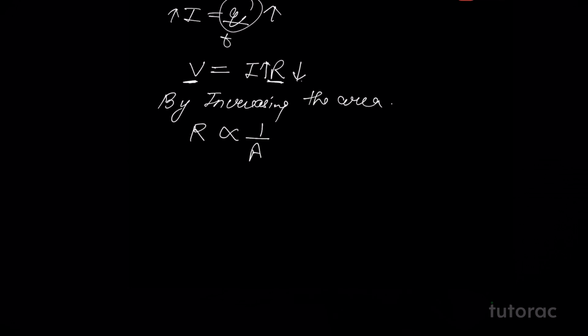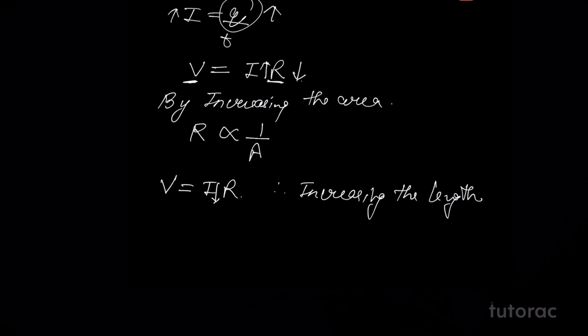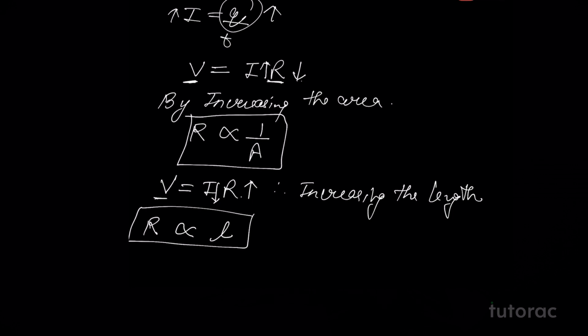So again writing Ohm's law, V equals I R. I am decreasing the current I by increasing the length. Due to this, the resistance will increase. Thus, I can write that this resistance is directly proportional to the length L of any conductor, and, as the first relation we have, inversely proportional to the area. Length and area, these two are the only physical factors.